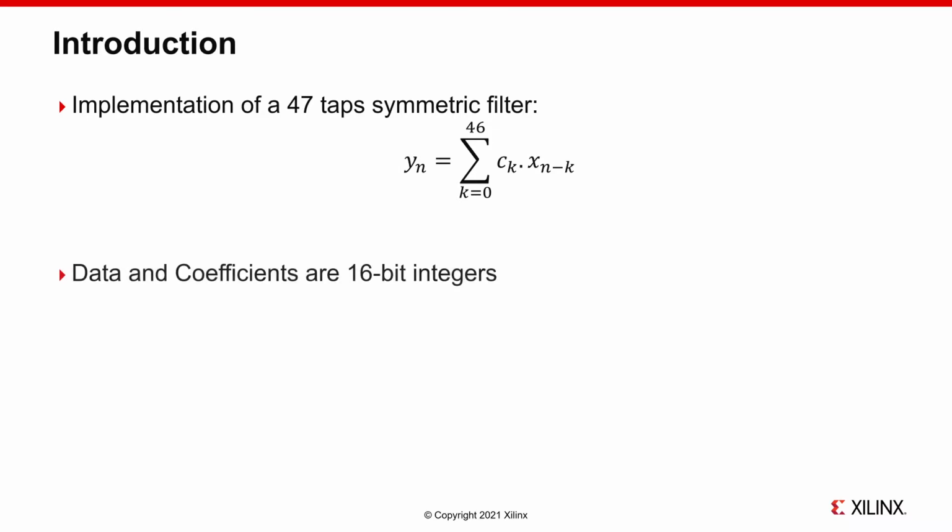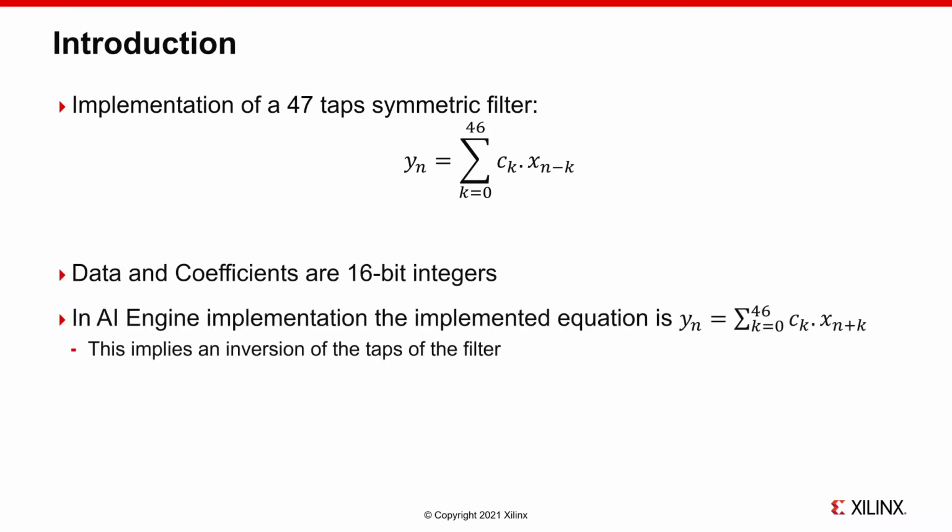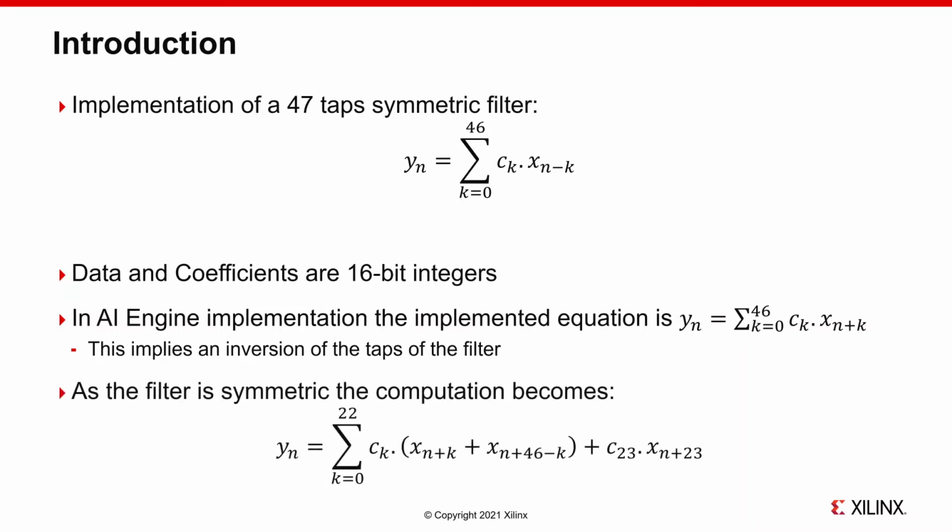The data and coefficients are both 16-bit integers. In the AI engine, we implement correlations and not convolutions. It means that you have to reverse the order of the coefficients. As the filter is symmetric and with an odd number of taps, the computation can be optimized by using a pre-addition before the multiplication, except for the center tap.